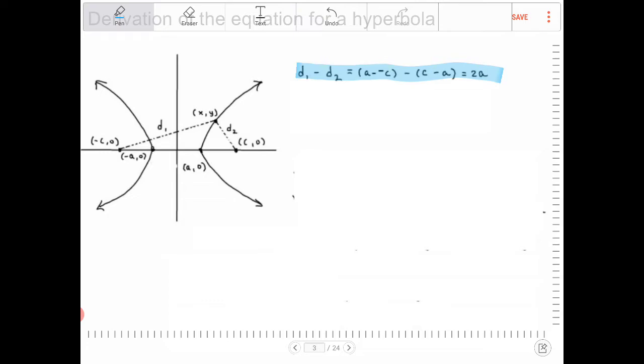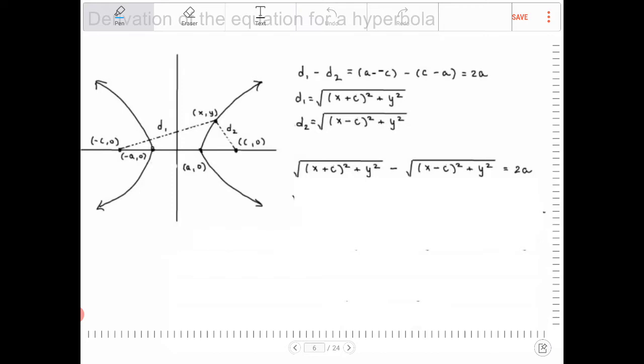Just like before, I'm going to come up with an equation describing the distance d1 and the distance d2. The distance d1 is the distance between x comma y and the leftmost focus. It's given by this. And the distance between x comma y and the right focus is given by d2, which is this right here. The difference between these two must remain the same all throughout. It must equal 2a.